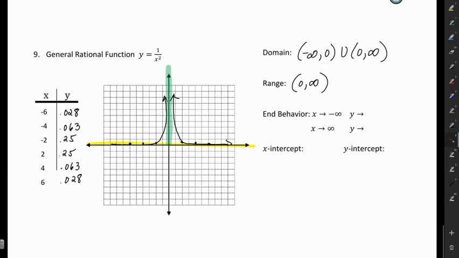The end behavior. As we go to the left, what is happening to the graph? We're getting closer and closer to zero. As we go to the right, what's happening to the graph? We're getting closer and closer to zero. The x and y intercepts do not exist.